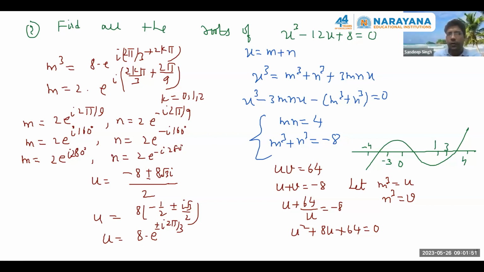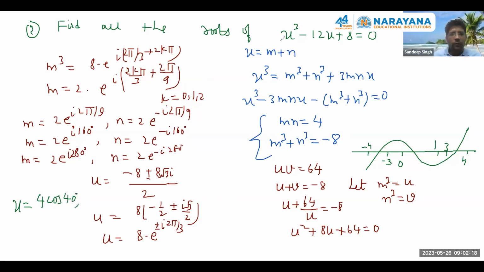So now what are the allowed values of x? Tell me. So what are the values of x that we have obtained? So m plus n corresponding values. So 2 e power I 2 pi by 9. So this will be 4 cos, 2 times the real part, 40 degree.